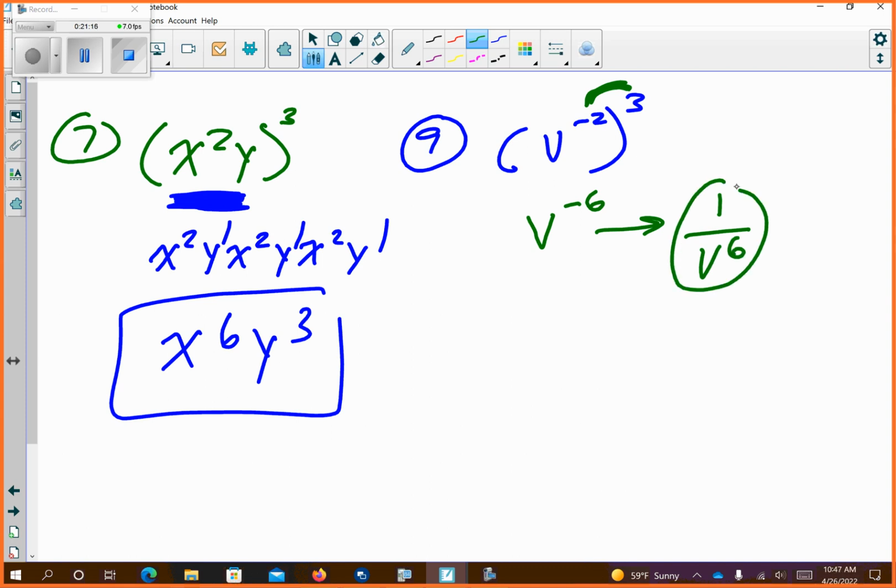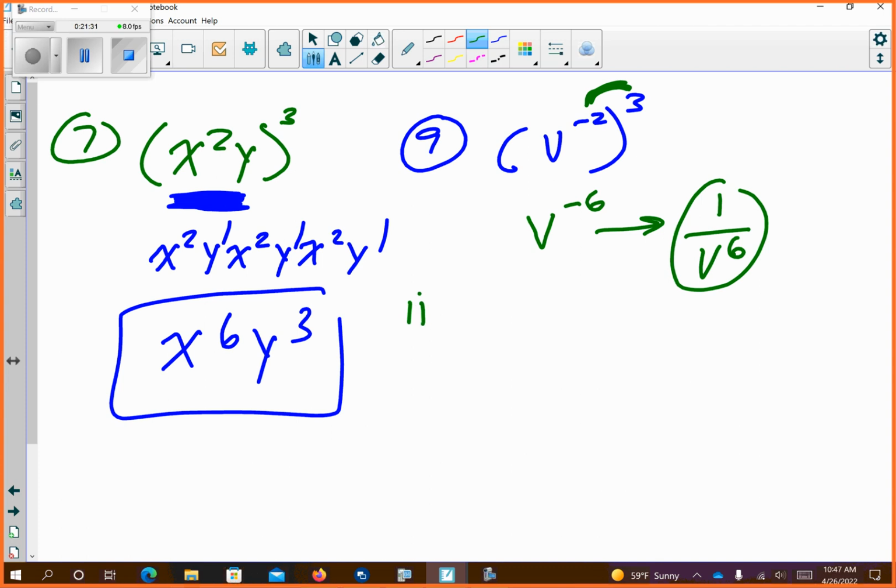There's problem number 9. Okay? So there's 2 parts to it. You have a negative exponent. It's up to you if you move the negative exponent in the beginning or at the end. Still going to get you the same.